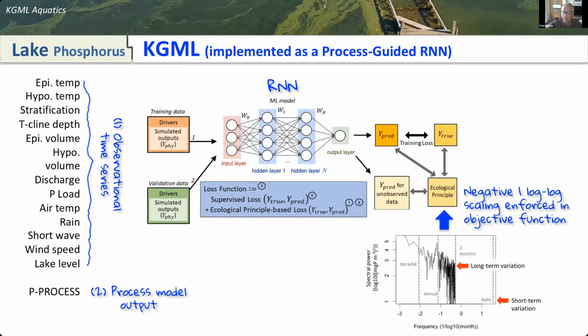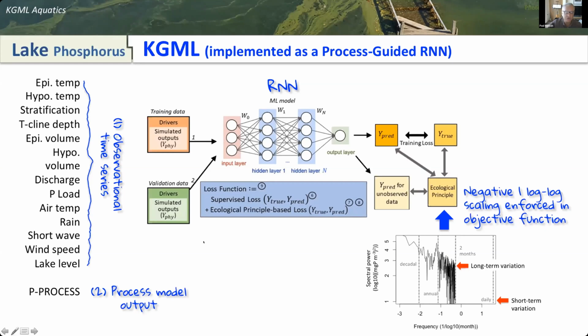The ecological principle we're enforcing here is called -1 log-log scaling. It's very common to environmental data that most of the power is in long time scales and there's less power in short time scales. This power distribution then is enforced within this modeling paradigm to make sure the predictions from the neural network create a power distribution that's pretty similar to what we have in the observational data.